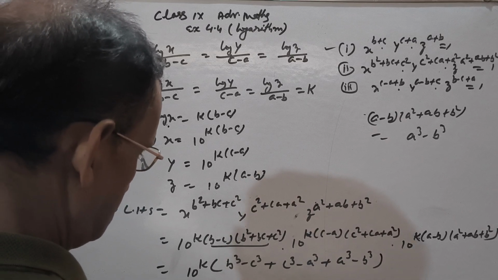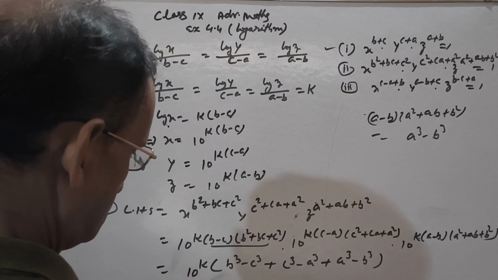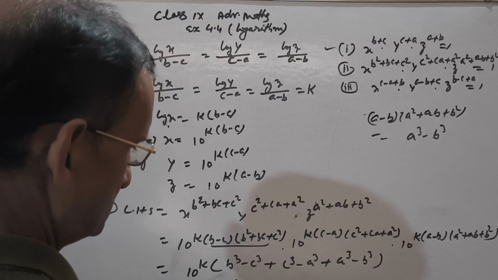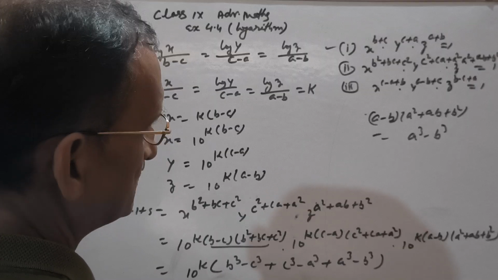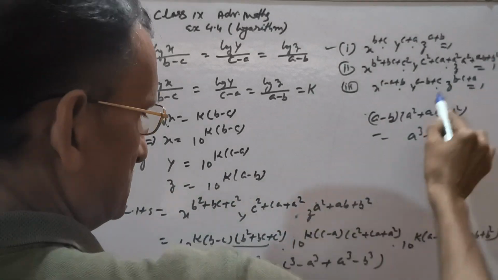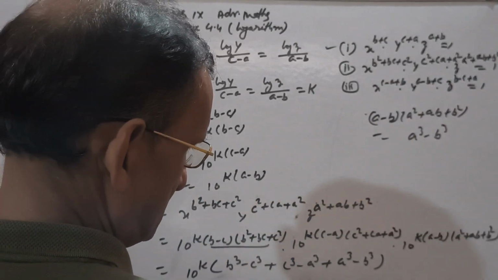Then it will become 10 to the power k into 0, which is 10 to the power 0, which is 1, which is the right hand side. See, we need to put this equal to 1, so this is the right hand side.